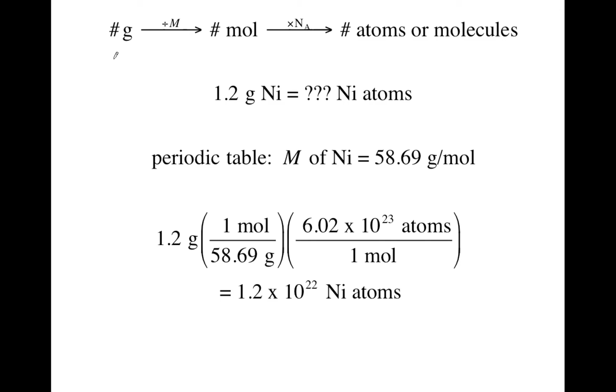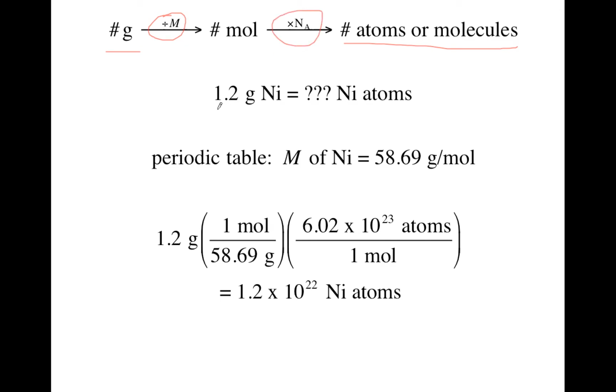In this first example, we're starting with grams and we want to get to number of atoms or molecules, but it turns out you're going to have to do this in two steps. So the first step is to go from grams to moles by dividing by the molar mass. And then once you're at moles, you can get to atoms or molecules by multiplying by Avogadro's number.